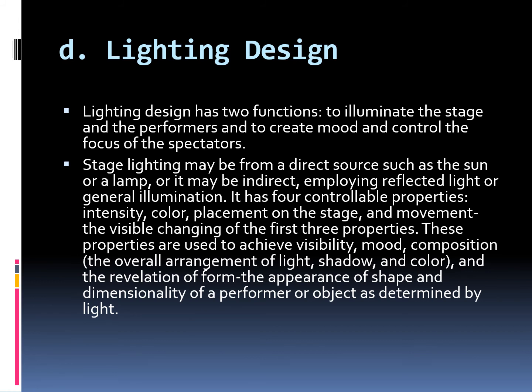The visible changes are the first three properties. These properties are used to achieve visibility, mood, composition, the overall arrangement of light, shadow, and color, and the revelation of form, the appearance of shape and dimensionality of a performer or object as determined by light.